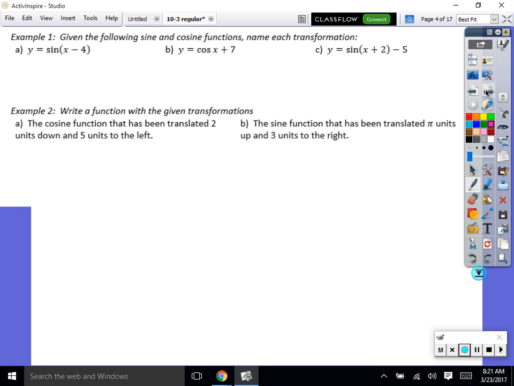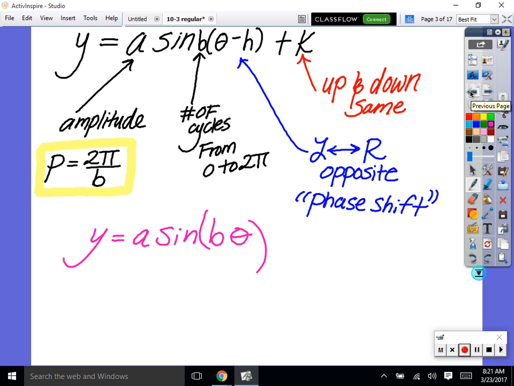All right, so it says, given the following sine and cosine functions, name each transformation. Did you need this longer? Yeah. Okay.